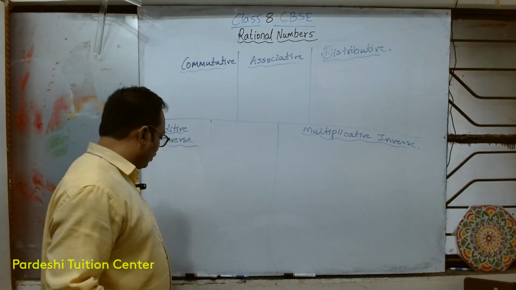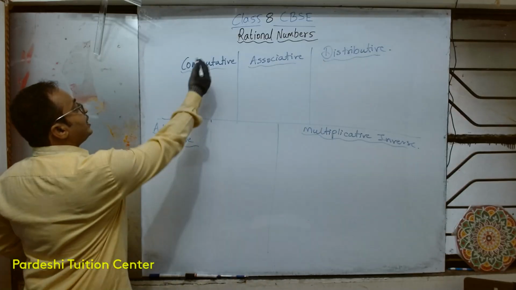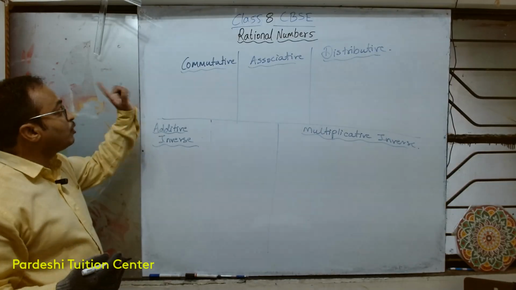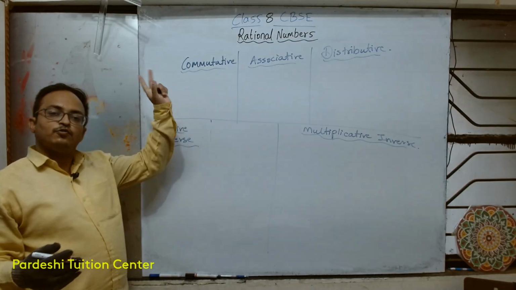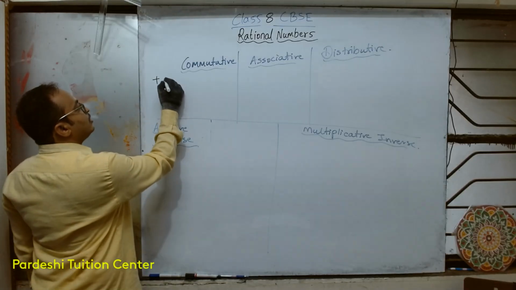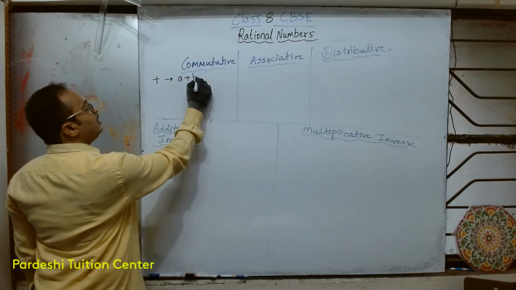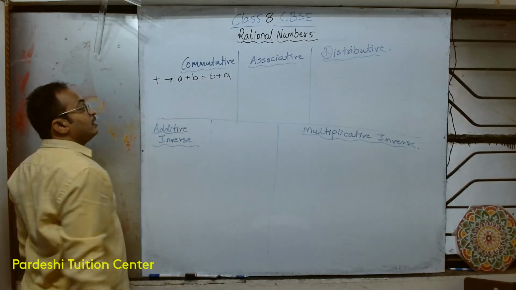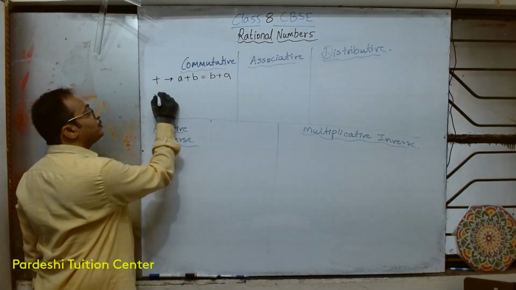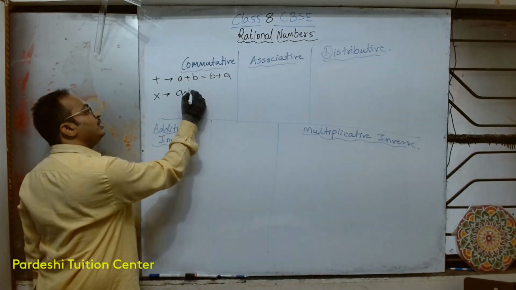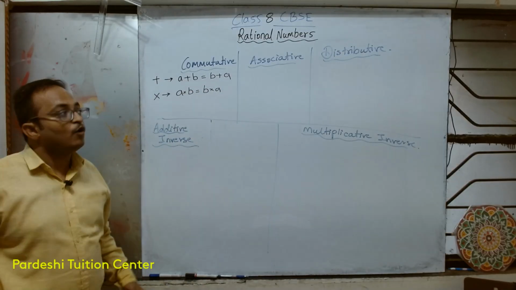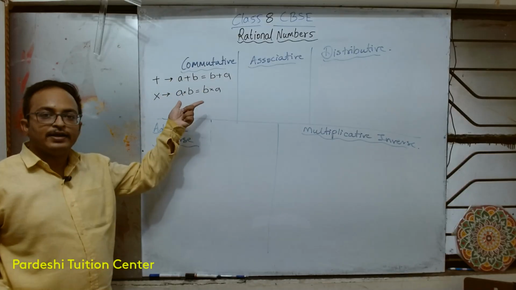I will write down a shortcut for you. Commutative property is of two types: commutative property for multiplication and commutative property for addition of rational numbers. For addition, the commutative property says a plus b is equal to b plus a, where a and b are rational numbers. For multiplication, it is a multiplied by b is equal to b multiplied by a. These are the two commutative properties of rational numbers. We are going to see them in the exercise.